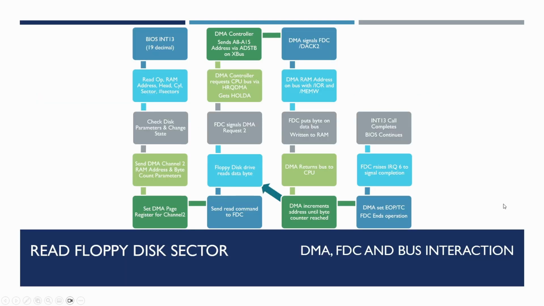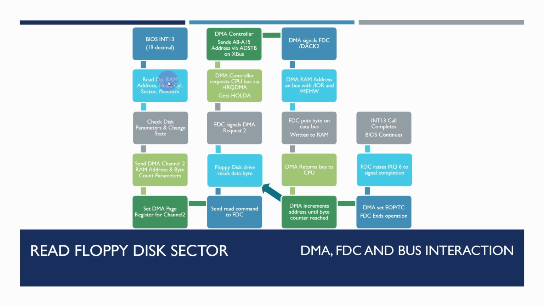So this is the diagram I put together to show all the different steps that happen under floppy disk access to one floppy disk sector under DMA. I won't go into detail about what's going on here. You can see the link in the top right hand corner of the screen for the video where I discussed this, or in the description below.